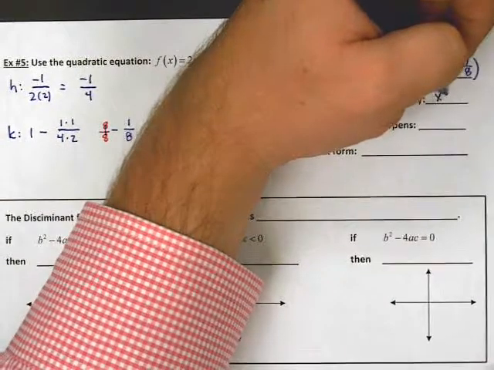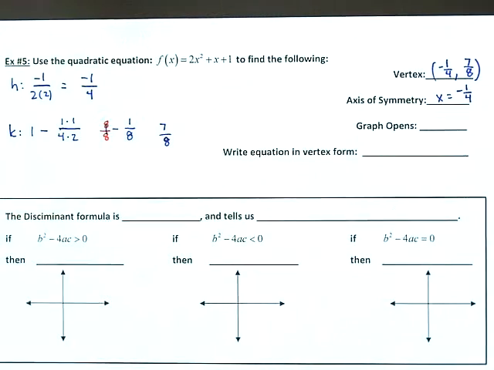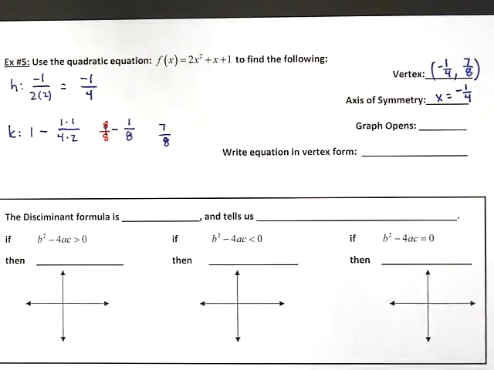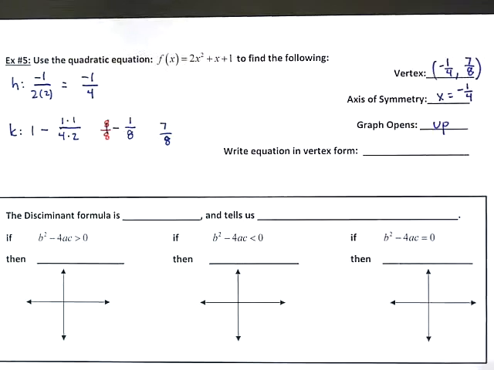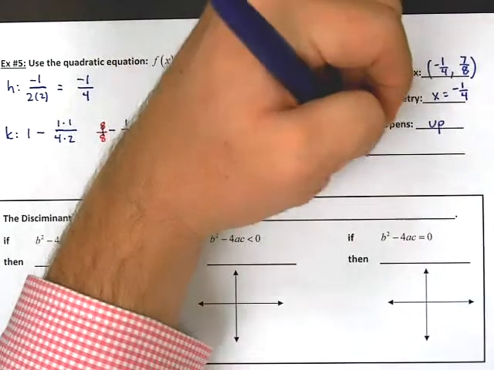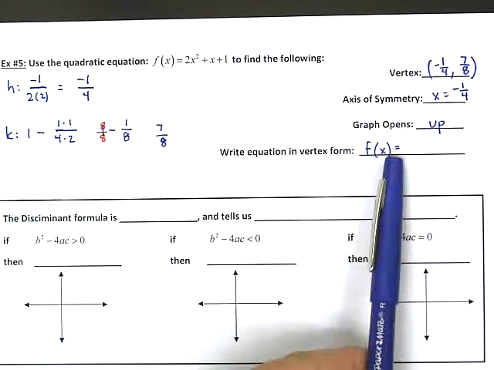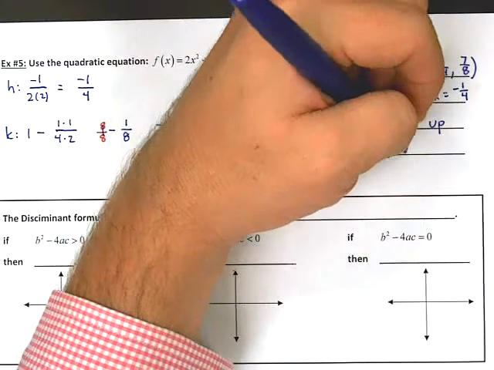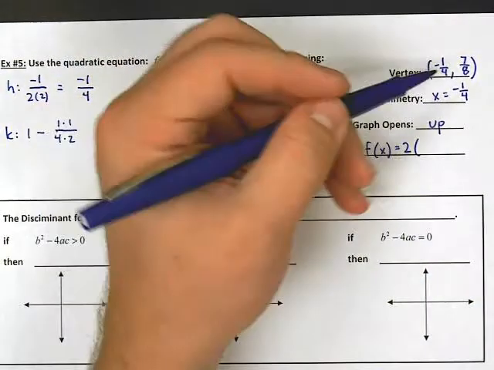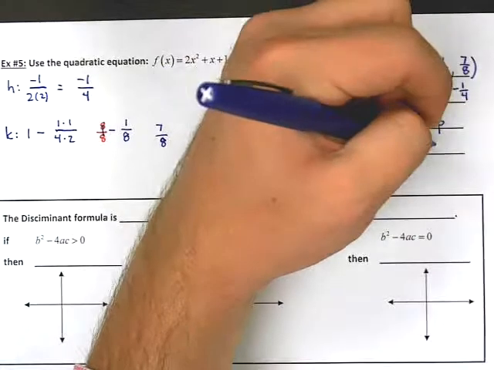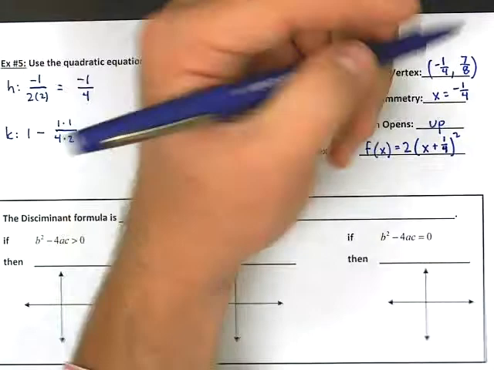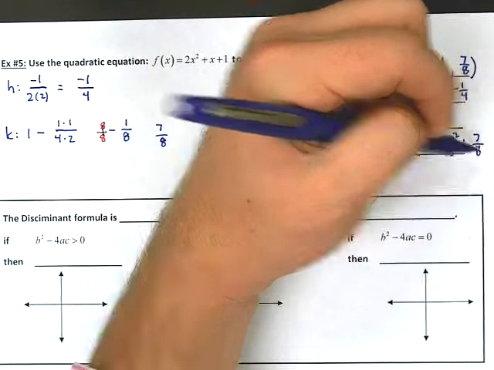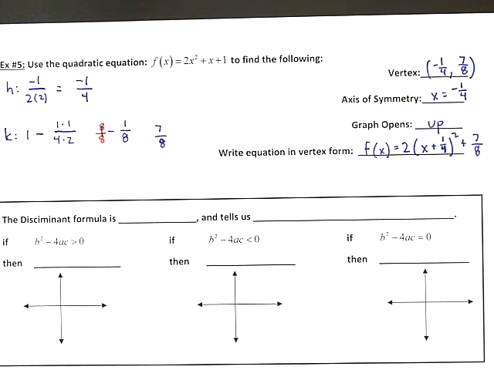My axis of symmetry will be at x equals negative 1/4. I don't have the graph, but we know that because our a value is positive, this is going to open up. And lastly, remember, vertex form. So f of x, a value holds, so 2, and now it's x minus h. So x plus 1/4, squared, plus k, so plus 7/8. Alright, so I wanted to go through that one quickly because this shows you that you can have fractions and you guys can do it. It is okay.